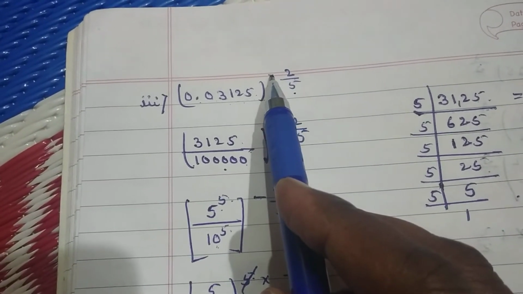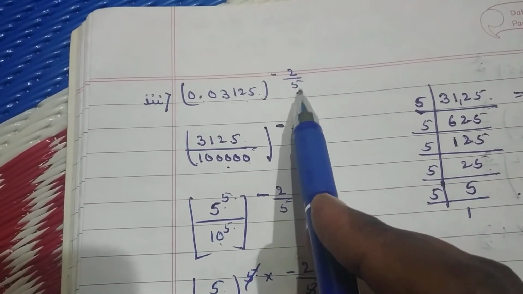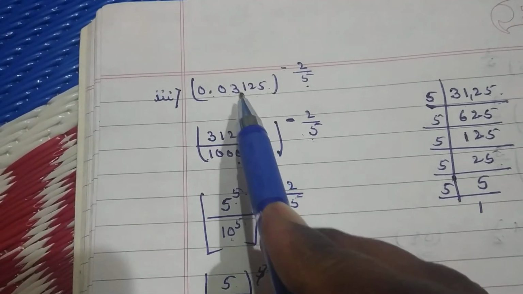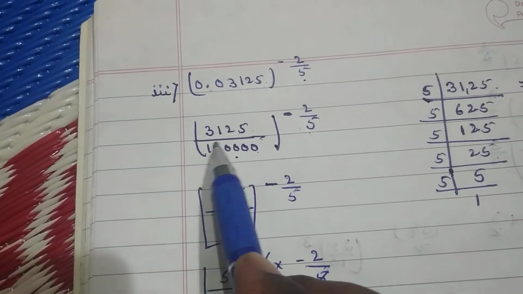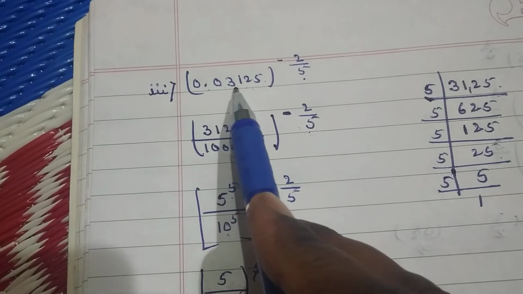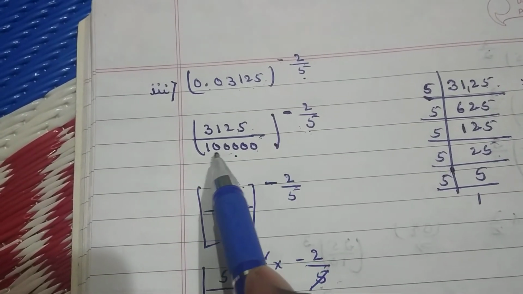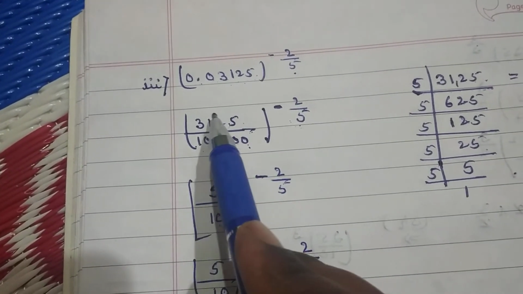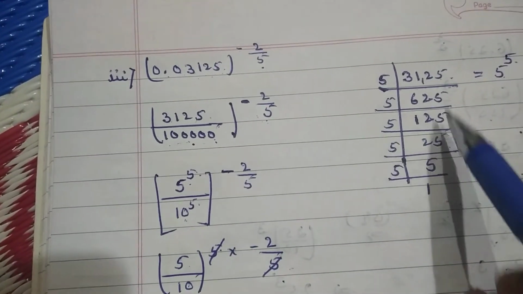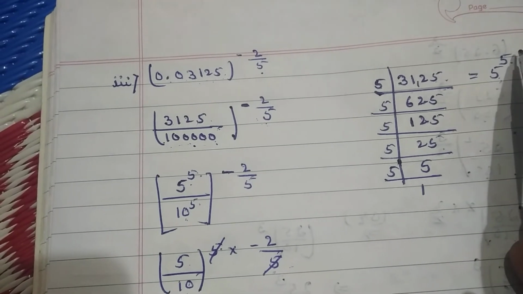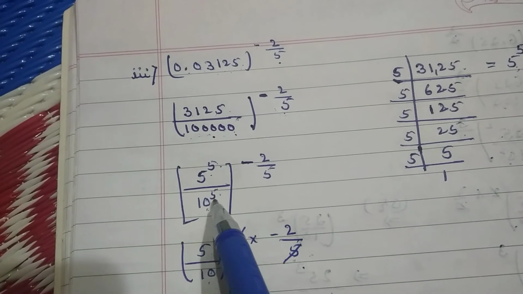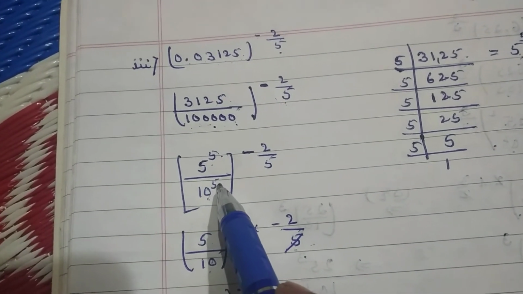Moving to the third question, 0.03125 whole to the power of minus 2 by 5. So convert this decimal into the form of rational number, we get 3125 divided by 1 lakh, because after the decimal point we have 5 digits, so 1 followed by 5 zeros. Convert this 3125 into the exponential form by doing prime factorization. We get 5 to the power of 5. And here in 1 lakh, 1 followed by 5 zeros, so we can write 10 to the power of 5.